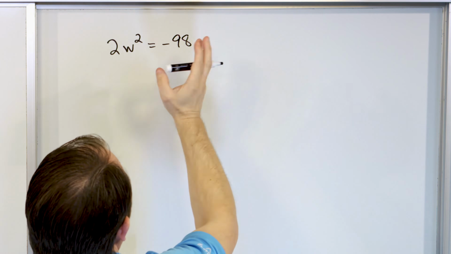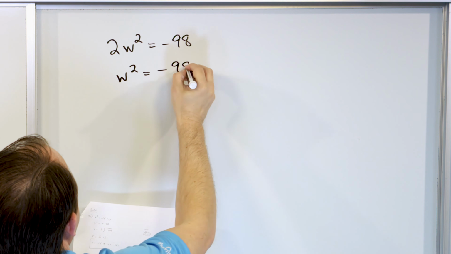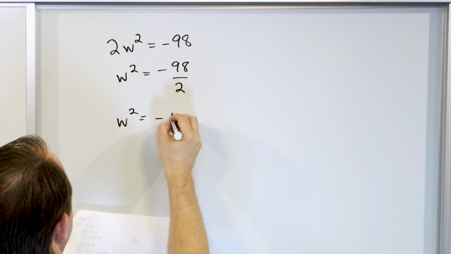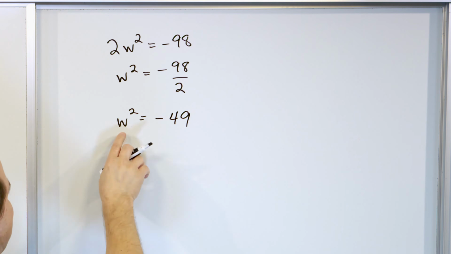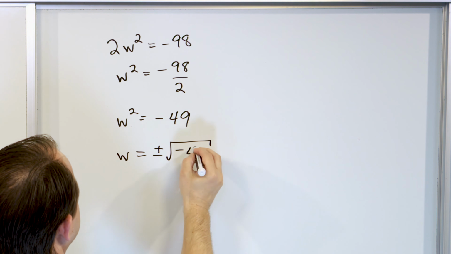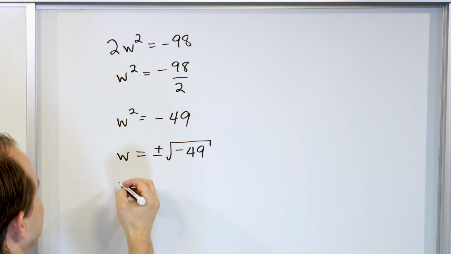Well, just pretend you don't care about negatives. Divide by 2. W squared is negative 98 over 2. So w squared is negative 49. And I want to solve for w, right? So it's going to be plus or minus. I have to take the square root of both sides, negative 49. In the past, we would stop and say, well, we don't have the square root of a negative. But now you know better.